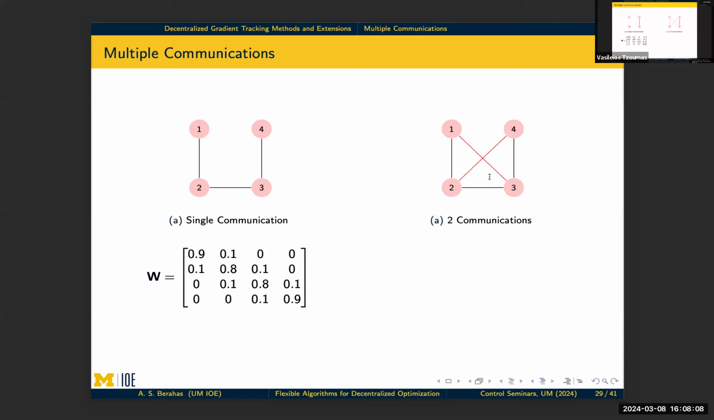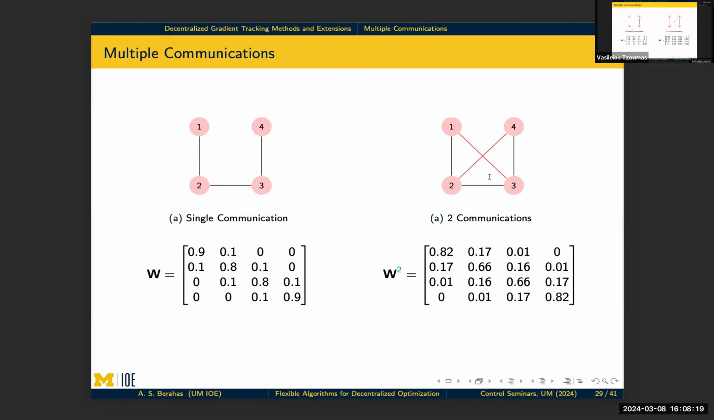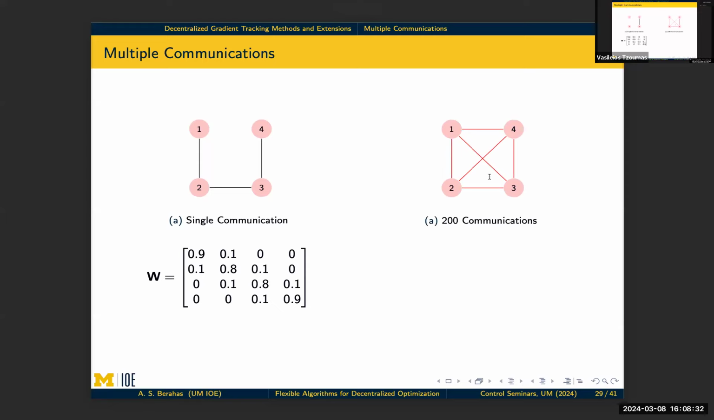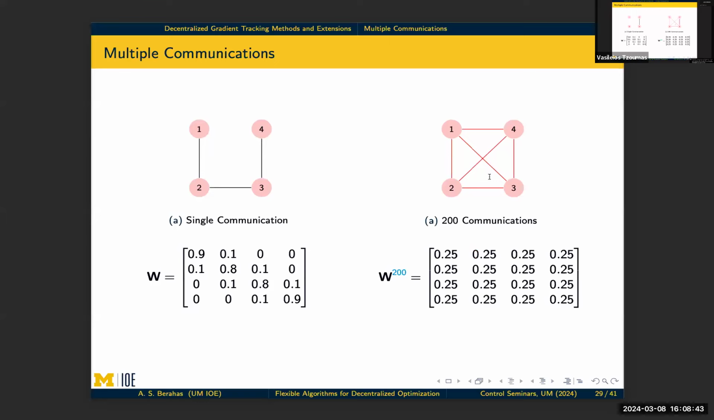If I were to do 2 communications, so everyone exchanges information twice, effectively it would result in a network that looks like that. And I can show the exact W matrix for 2 communications by taking this matrix and squaring it. And so this was tridiagonal. Now we have extra diagonals there. Okay. If I were to do 200 communications, and this goes back to why near DGD, or that algorithm that does increasing communications, works, you get this matrix, and that's a pretty nice matrix, right? Fully connected, you're just averaging.